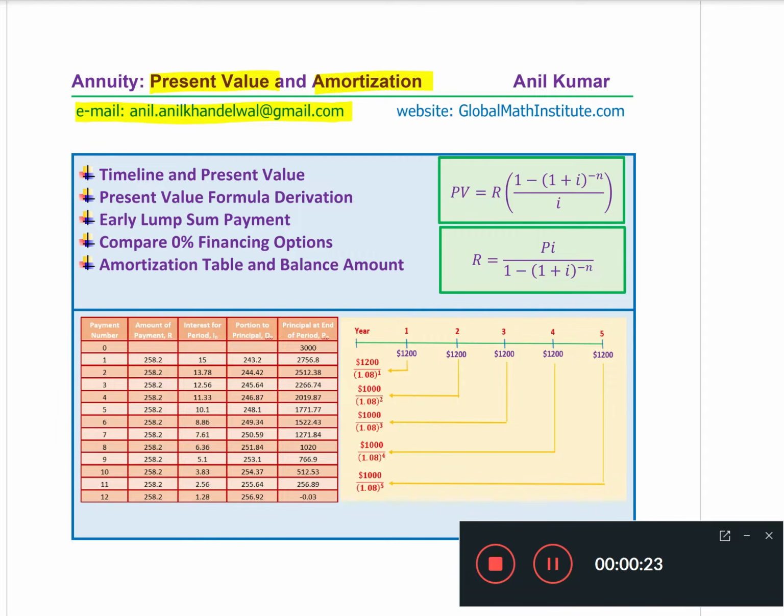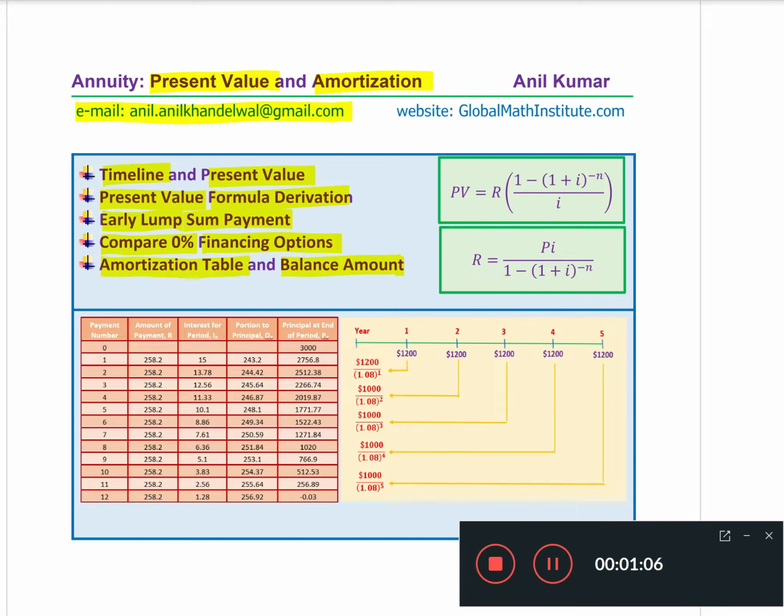In this video, we'll talk about the timeline and the present value. We'll discuss how to derive the formula for present value. We'll take up many examples which you see in test papers. One of those important examples is when you make an early payment, how much lump sum can you make? Compare the situation where we have 0% financing and an option given to you. And also, how do we make an amortization table and read it properly, especially finding balance amounts.